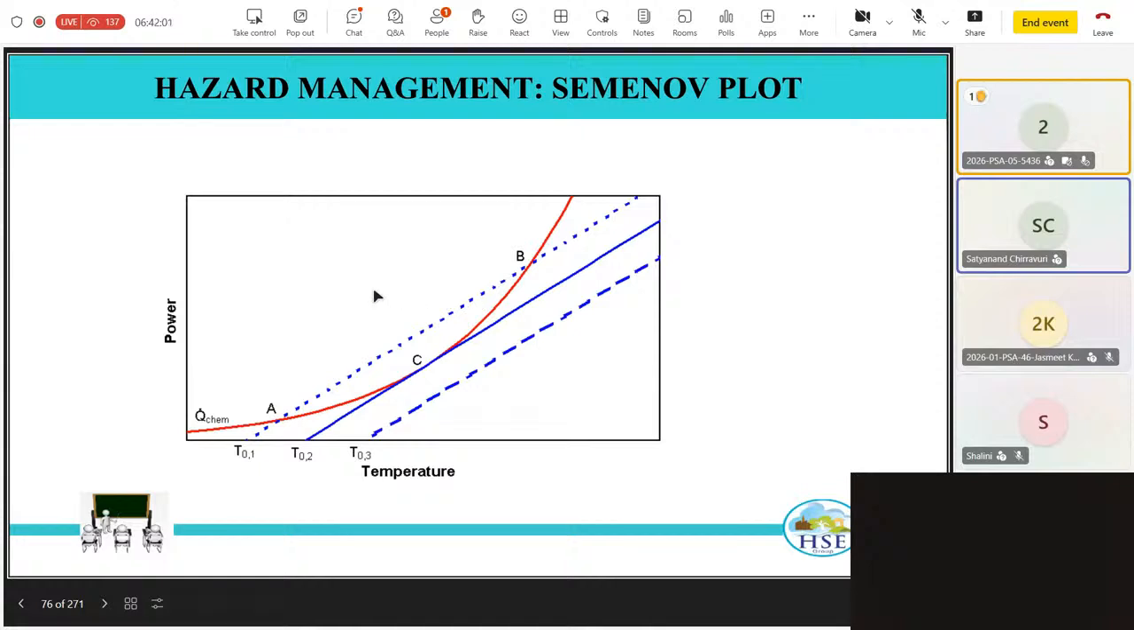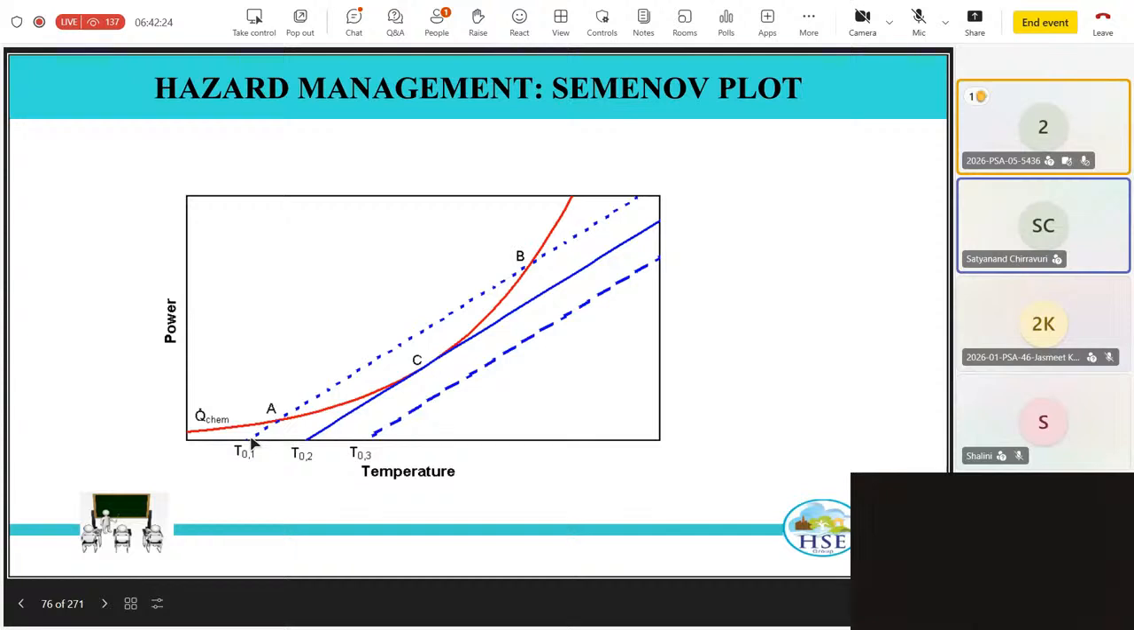You know that Q is equal to UA into delta T. I mean, you have heard about it. I actually showed it a few slides back. So Q is equal to UA delta T, and the slope of this line is UA. Once this line hits it, that means your reaction is under control.